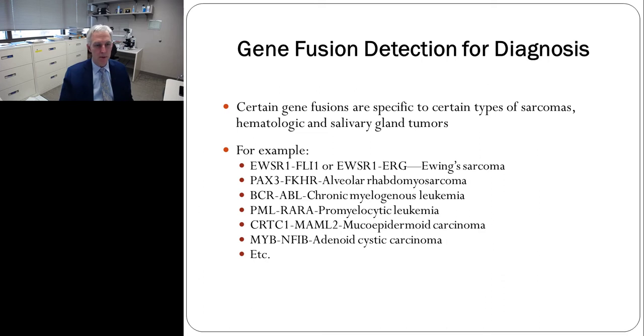Another good example is a PAX3-FKHR fusion that's seen in alveolar rhabdomyosarcoma. I mentioned the BCR-ABL fusion in chronic myelogenous leukemia. A couple that are useful for diagnosing salivary gland tumors are shown at the bottom there. CRTC1-MAML2 is seen in mucoepidermoid carcinoma, and MYB-NFIB is seen in adenoid cystic carcinoma.